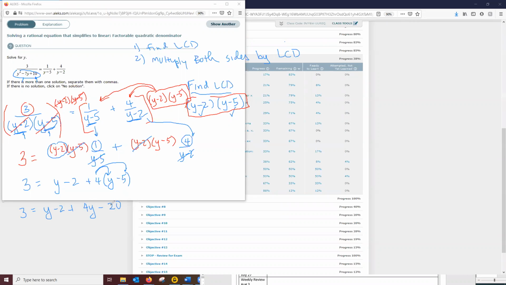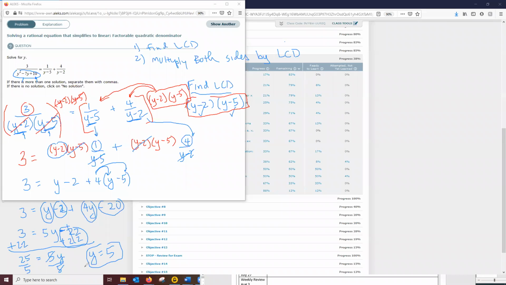Well, again, this is a nice equation for me to solve because there's no more fractions. All right, so let me combine like terms. Here's a y and a 4y. So that's 5y. And then I have a -2 and a -20. That's -22. All right, I'm going to add 22 to both sides. I want to get y by itself. So that'll cancel out here. Looks like I'm ending up with 5y equals 25. I'm going to divide both sides by 5. That cancels out. Looks like I'm ending up with y equals 5 as my answer.